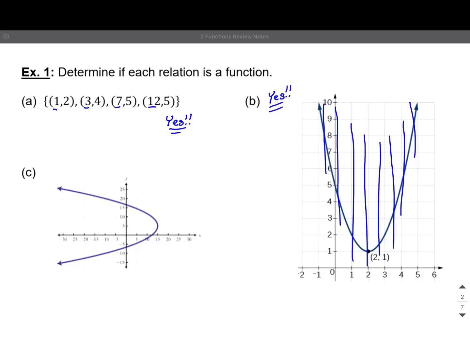However, if we look at C and we try to draw a vertical line, anywhere except x equals 15, that vertical line is going to hit the graph twice. So no, this is not a function, because in this particular case that I drew, when x is -10, y can either be 20 or -10. So that is not a function.